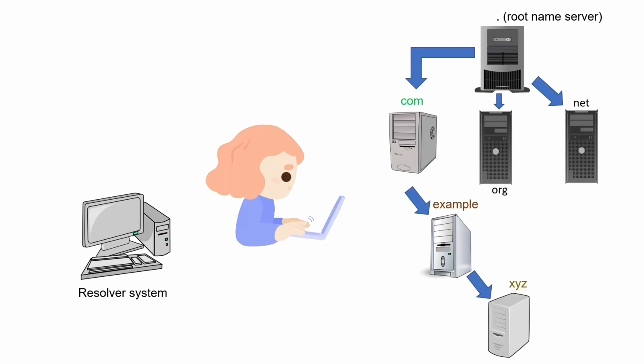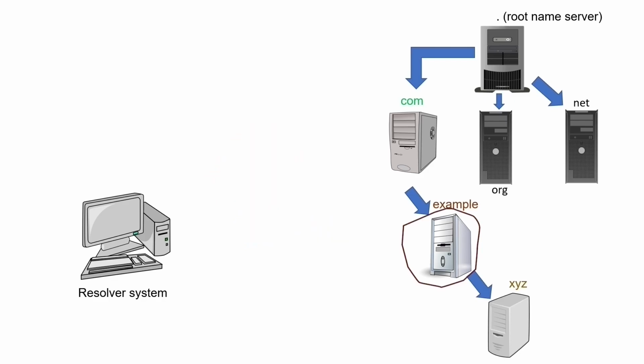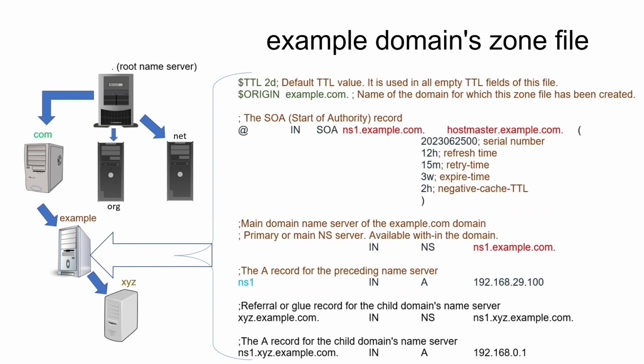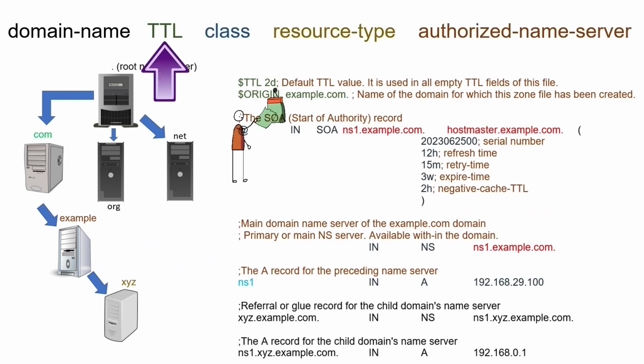We need to create authoritative name server records in the domain zone file. For example, if we want to create name server records for the example domain, we need to add authoritative name server records in the example domain zone file. The name server record uses the following syntax. This field defines the maximum time resolver systems can cache this record. If we leave this field blank, DNS uses the default value of the TTL directive.